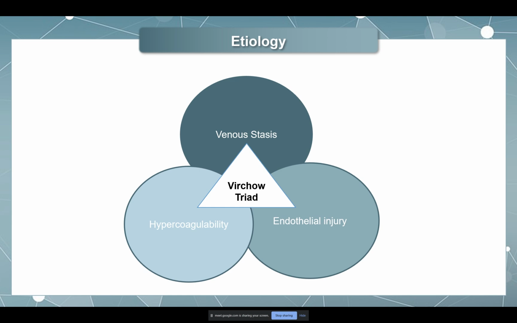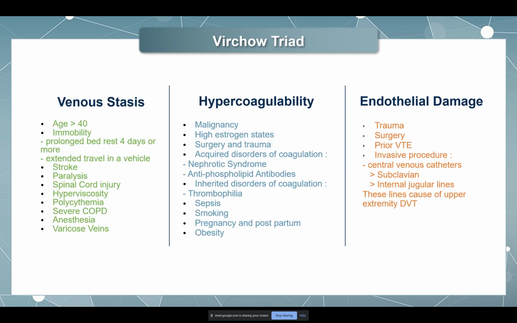Okay. So the Virchow triad has helped us to identify the 3 main factors of why blood clots develop within the deep veins, which are hypercoagulability, venous stasis, and endothelial injury. So by looking at these risk factors identified by Virchow's triad, we can take preventive measures in these patients to prevent them from developing DVT.